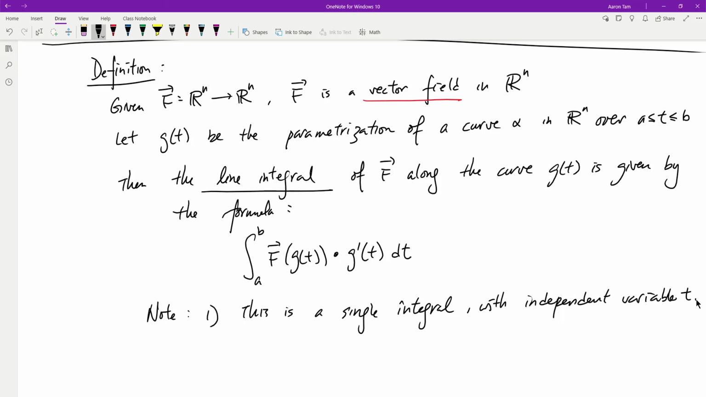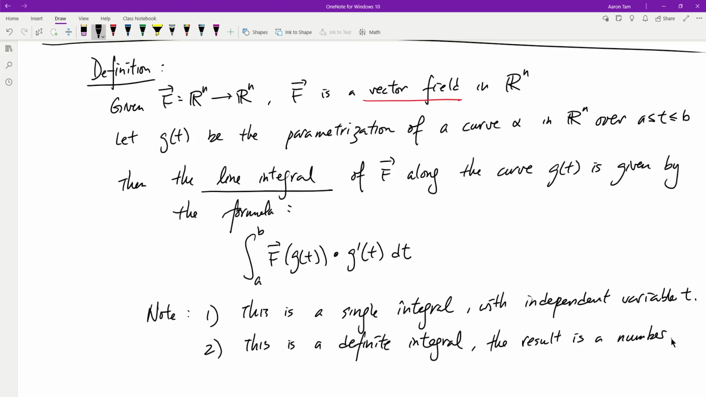Okay, 2, this is a definite integral. How do I know it's a definite integral? Because they have limits. It is a definite integral. So therefore, the result is a numerical value. It's a number. What does that number represent? We have no idea as of now. But once again, we will talk about it, so we'll get to it.